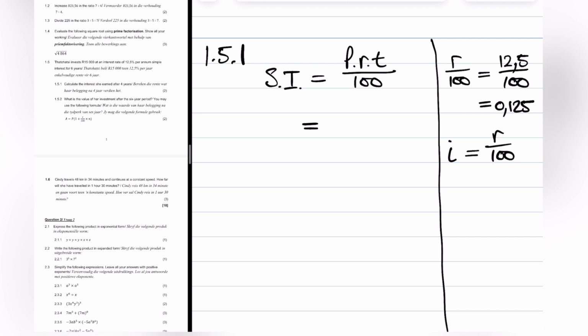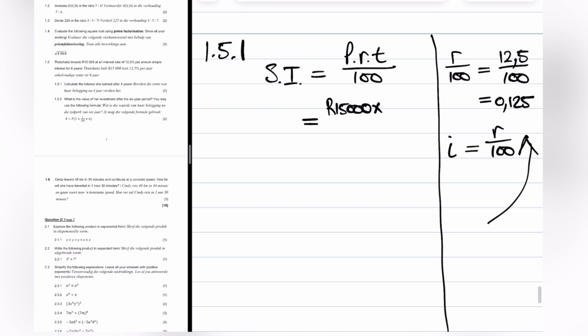So we have P, which is our principal amount. Dit is ons oorspronklike waarde, die waarde wat belê was of in die geval van 'n lening die waarde wat geleen was. So that would be 15,000 Rand multiplied by, now be careful, we are not going to do this part here as I've explained in the margin. We are going to write 12.5 and we are going to multiply by the time.